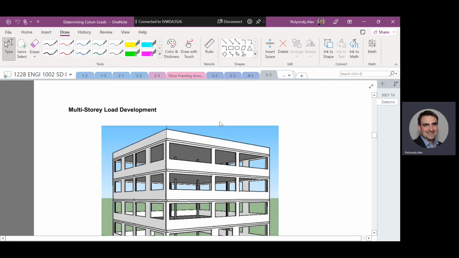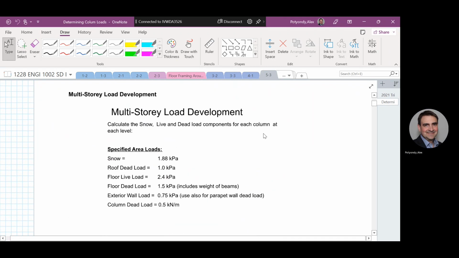So now we look at our multi-story building. This is it. And let's start with our example. So in this case, our job is to calculate the snow, live, and dead load components for each column at each level. And we have specified loads. We have a snow load of 1.88, roof dead load of 1 kPa, floor live load of 2.4, a floor dead load of 1.5, an exterior wall load of 0.75 kPa, and we're also going to use that load for the weight of the parapet, okay?